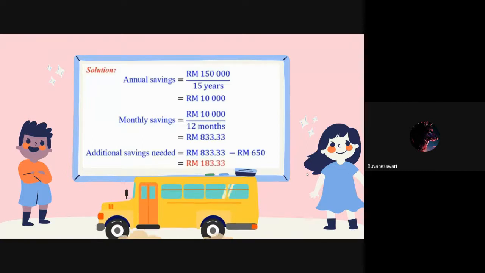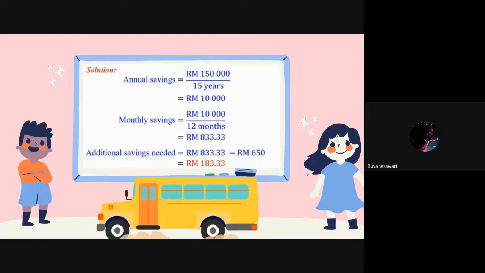Then after that, he must know how much he has to save monthly to save 10,000 ringgit annually. So he has to divide by 12 months and he'll get 833 ringgit and 33 cents.